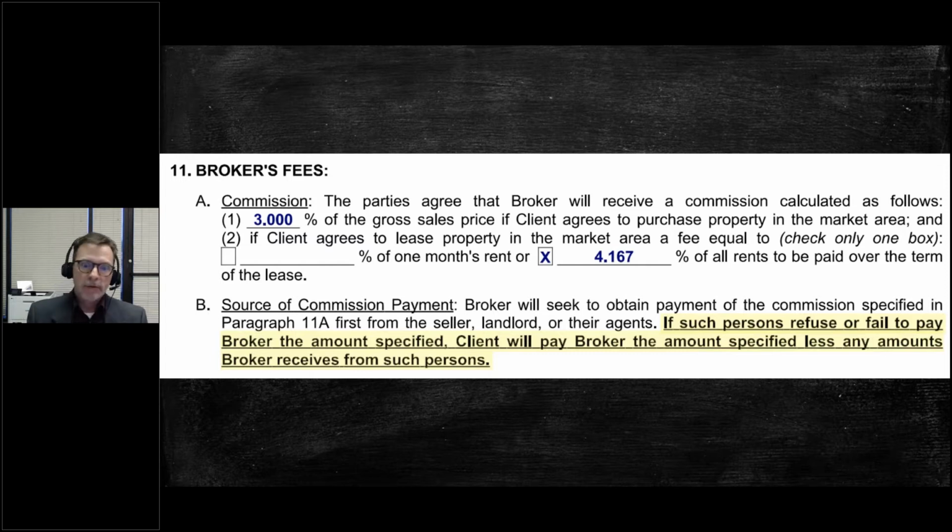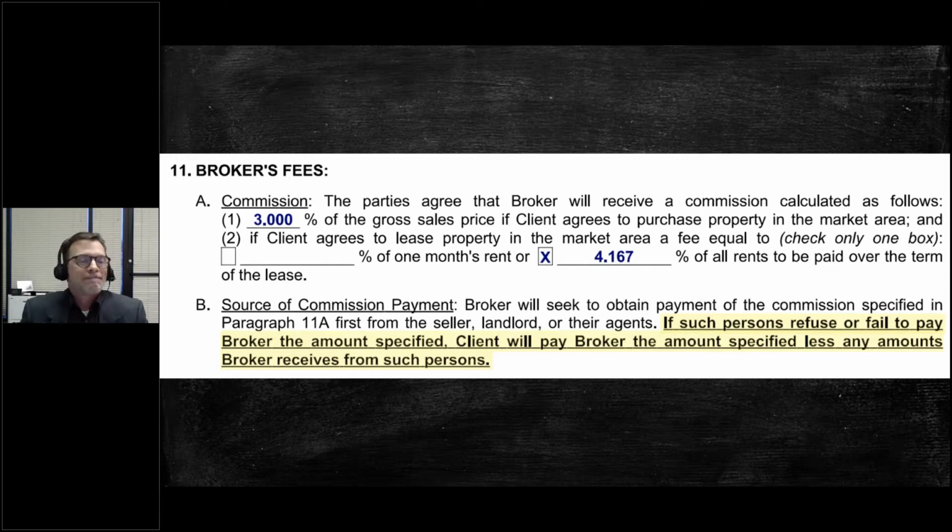If for whatever reason the seller refuses to pay a buyer's agent, most of the time that will be a FSBO situation where the for sale by owner seller says, I'm not paying a buyer's agent. So in that case, that's one of the very few times where, yeah, the buyer's going to have to come up with the commission for the buyer's agent.